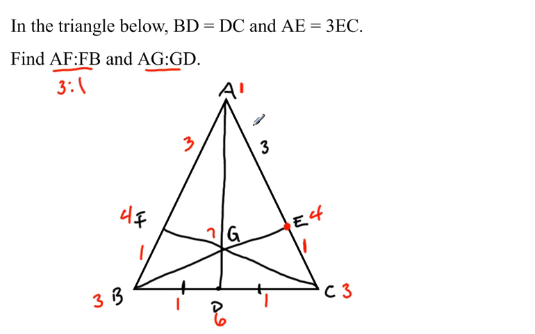And if I want to find AG to GD, oh, we didn't figure that out yet. So I've got 1 up here and 6 here. So if I make this a 6 and this a 1, 1 times 6 is 6, 6 times 1 is 6. Okay, we're good. So AG is 6 to GD, which is 1. So it's 6 to 1. And we've got our first problem down.